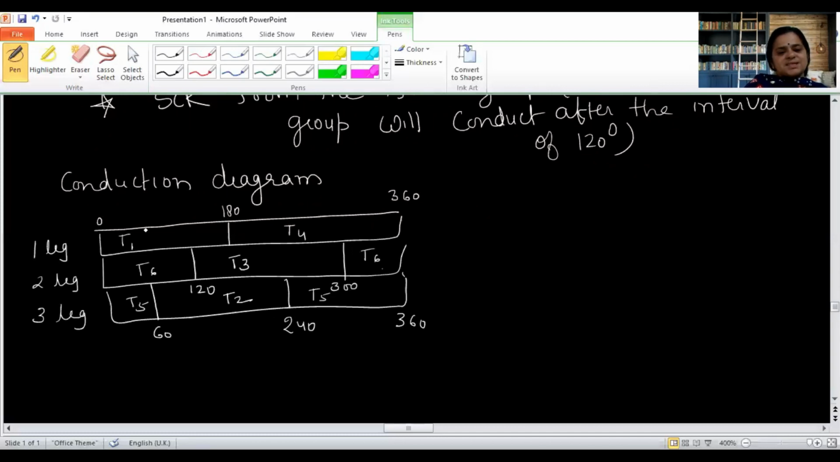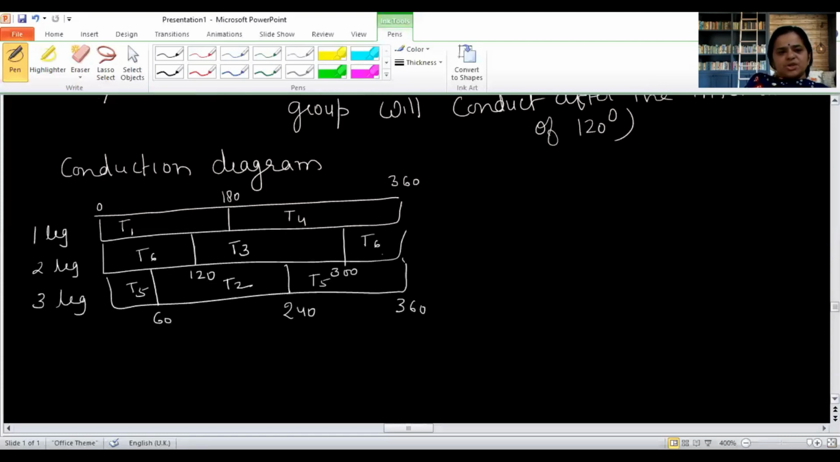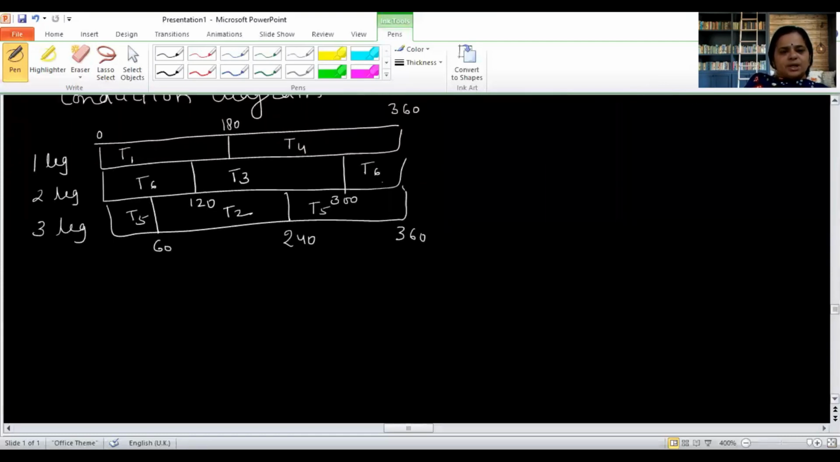As each SCR is conducting for 180 degree, as we are discussing the 180 degree mode, you can see that T1 is conducting for 180, T4 also for 180, T3 for 180, and T6 for 180. So with the help of this conduction diagram we can plot or judge the conduction of an SCR. We have made this conduction diagram based on the three assumptions that we have written above.